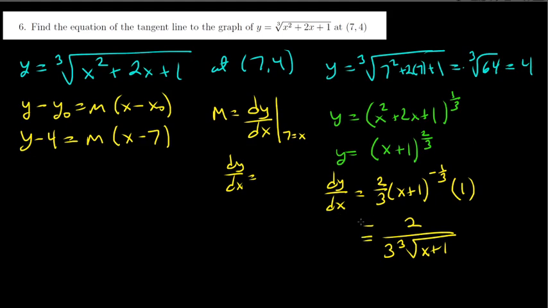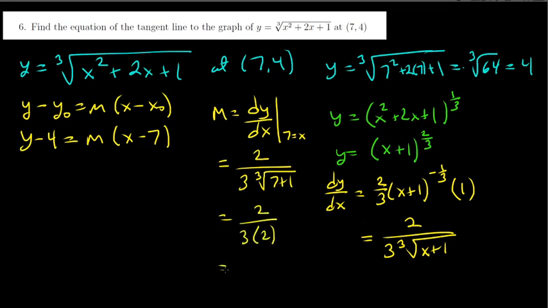Okay, so now that's not our m yet. We have to plug in 7 here. So this is 2 over 3 times the cube root of 7 plus 1. 7 plus 1 is 8. And the cube root of 8 is 2. And the 2's cancel, so I guess we just get 1/3. So m is 1/3.